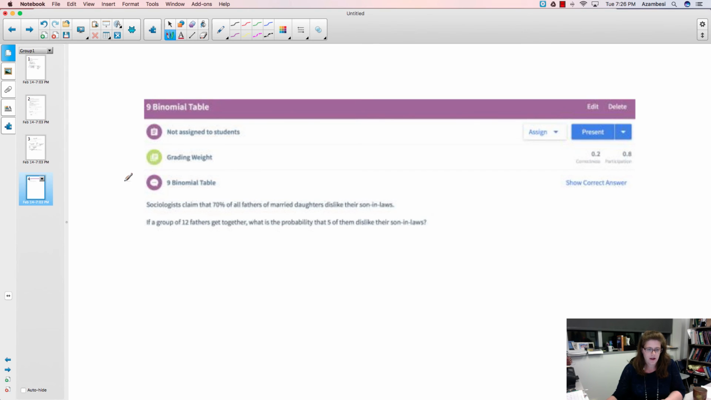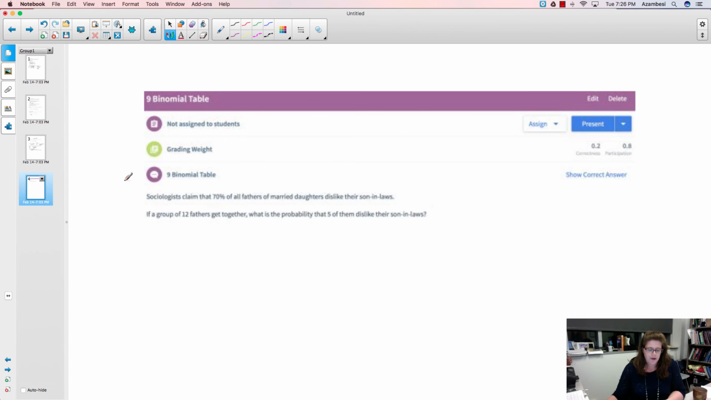Last question for today. This one I want you to use the binomial table, and it says that sociologists claim that 70% of all fathers of married daughters dislike their son-in-laws. I don't know whether that's true or not, but for the purposes of this problem, if a group of 12 fathers get together, what is the probability that 5 of them dislike their son-in-laws? So this is binomial probability because we have independent trials. We're looking for an n value, an r value, a p value. If we're looking at the table, we don't have to worry about q. But if you are using the formula, then you'd have to calculate q as well.